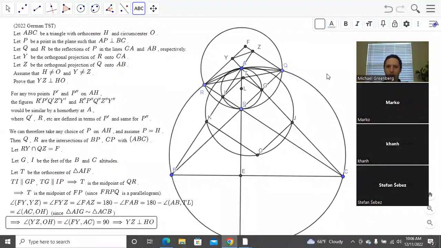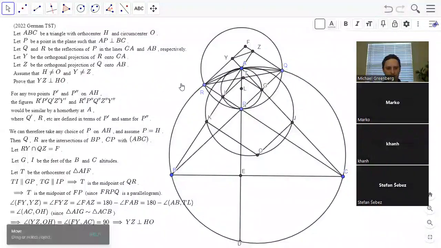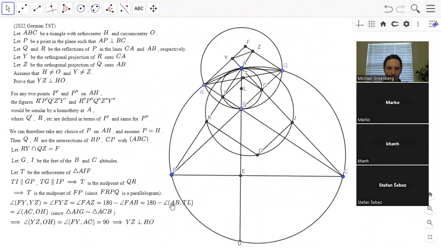All right, so I'm going to move on to the next one. So yeah, it's this fact. AIG is inversely similar to ACB, and so that means that the angle between AB and TL would be, because T is the orthocenter of this triangle and L is the circumcenter, the angle between this orthocenter and circumcenter and one side.